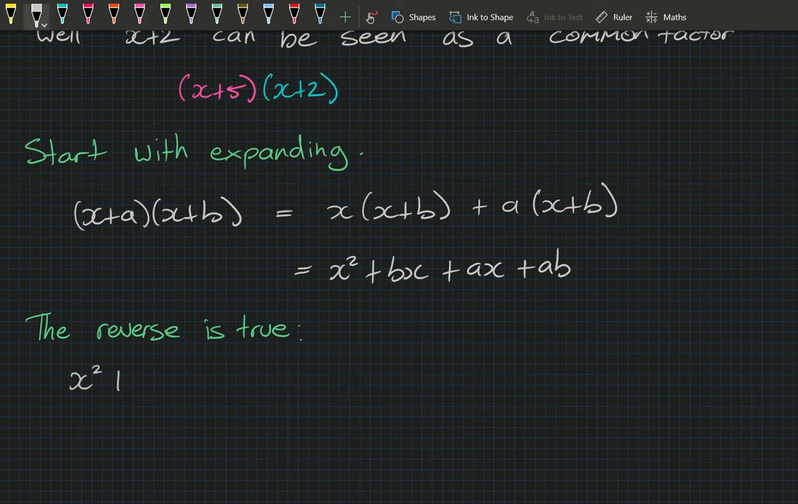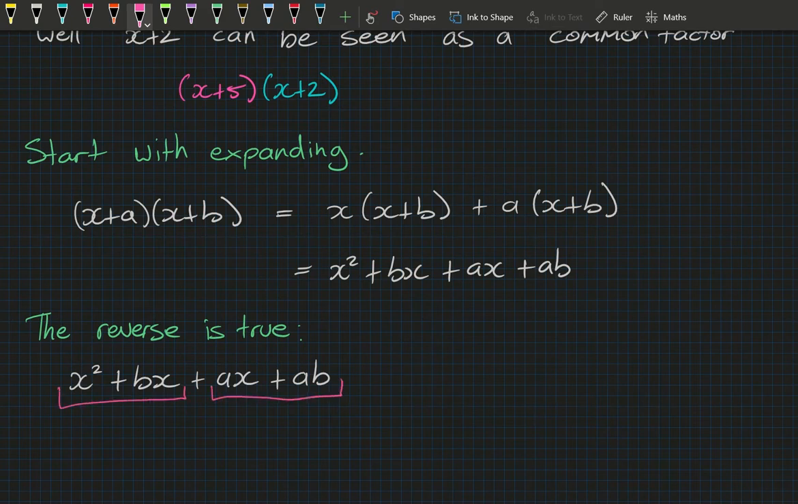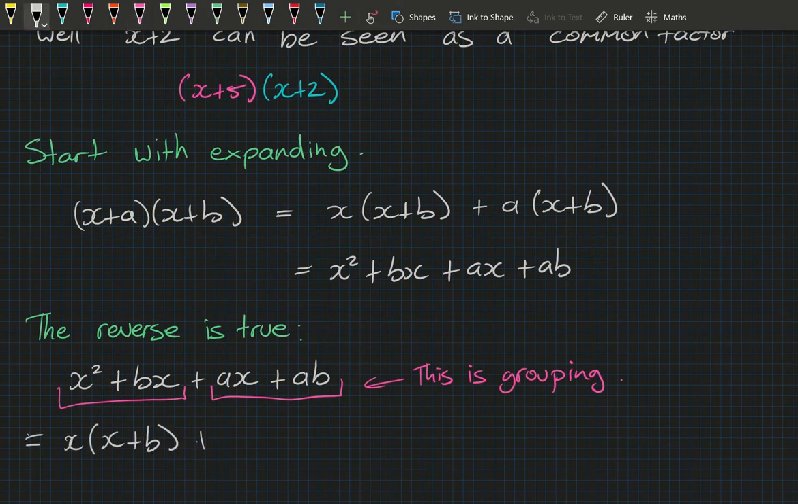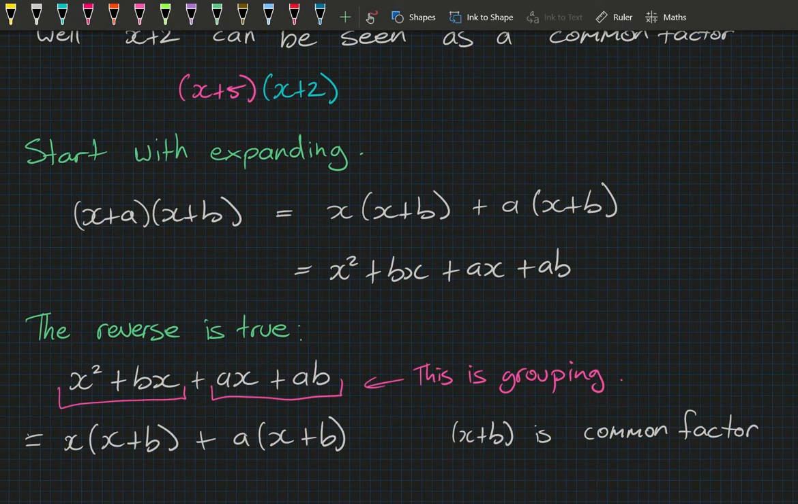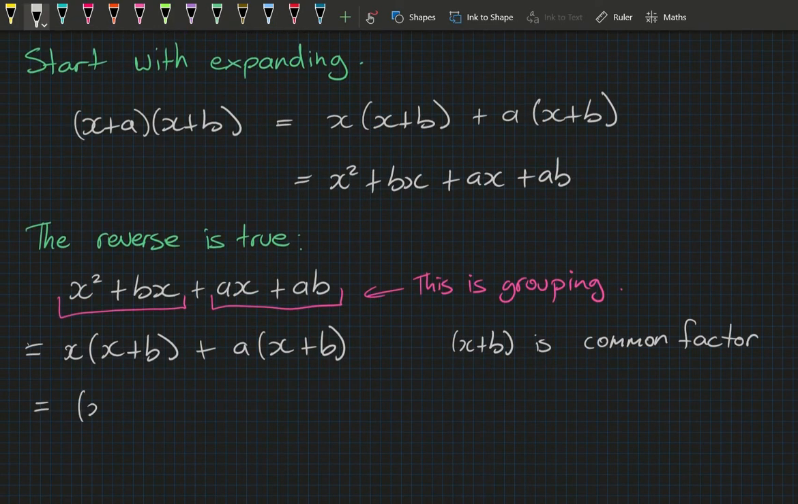So if we start with the expanded version of that product of binomials, and if we look at this part on the left and this part on the right, this is what we mean by grouping. And to take out the common factors of each group, we have x for the group on the left and a for the group on the right. And now because x plus b is a common factor, we can rewrite that as x plus a times x plus b.